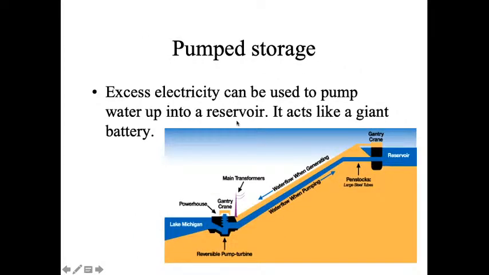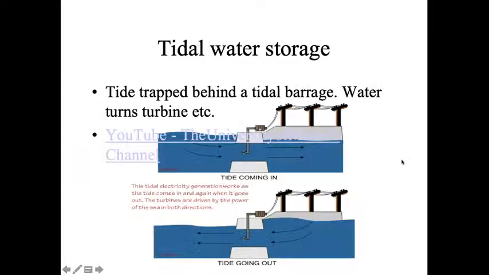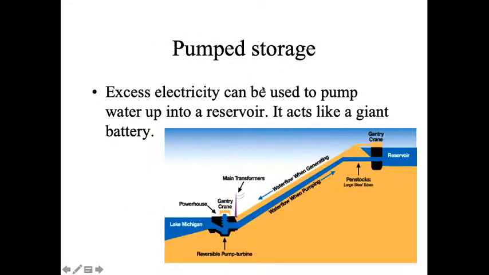A second form of hydroelectricity is pumped storage. This is where excess electricity can be used to pump water up into a reservoir. It acts like a giant battery. So if we've got an overflow of electricity, we're going to use some extra energy that we can't send to the grid to pump water back up into the reservoir. This is acting like a battery because we are saving that water for later, when we need it on a rainy day.